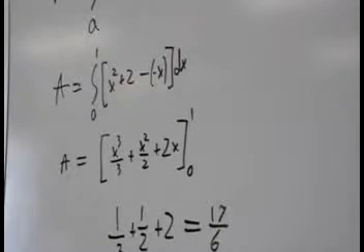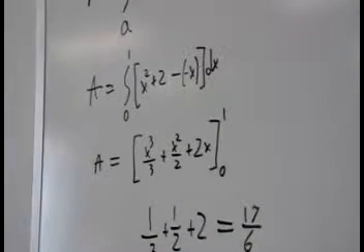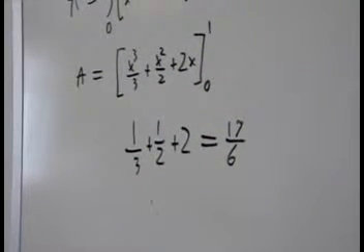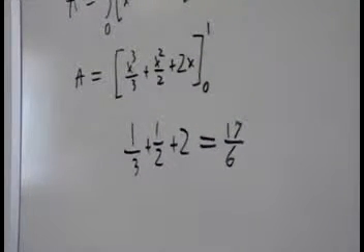Now we're just left with simple integration. We all know how to do this by now, and so you end up with x cubed over 3 plus x squared over 2 plus 2x. And then you just plug in the 1 and the 0 and subtract the 0 from the 1. And you get the values 1/3 plus 1/2 plus 2. And this all equals 17 over 6. And that is your final area.